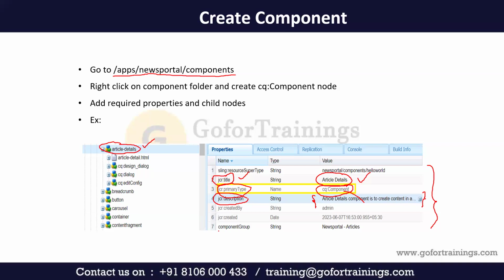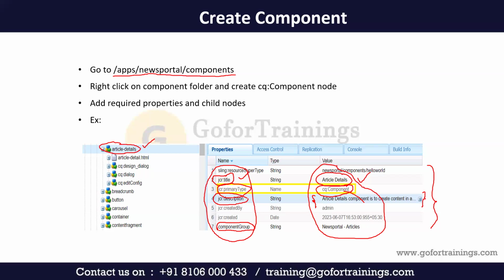And the third and most important property is componentGroup. This is a very important property. Without this property, you can't identify the component in the page editor. It will be useful for grouping purposes. Here, these property names are predefined. We can't change the property names, but the values are custom values. We can give any value, but the names are predefined.